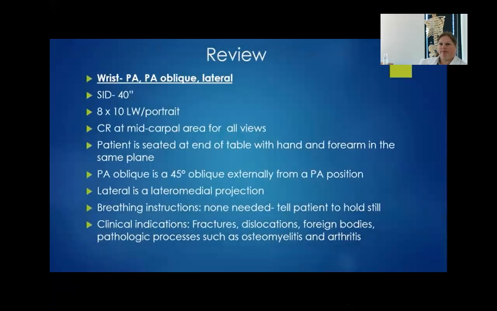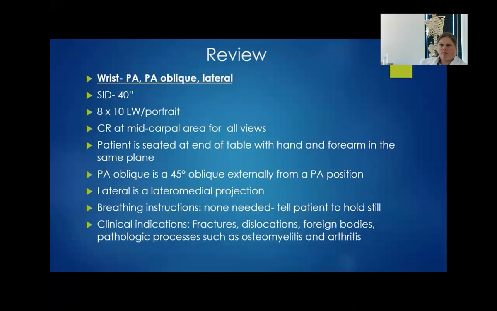So our routine views, 40-inch SID, 8 by 10 is the IR size because we're going to collimate small. Portrait is the orientation. Of course, in our lab, we're going to use a 10 by 12 and just collimate small on it. We don't have the 8 by 10. We have 1 or 2, I think, but anyway, just know that 8 by 10 is the preferred IR size, small collimation. Central ray to the mid-carpal areas for all the views.